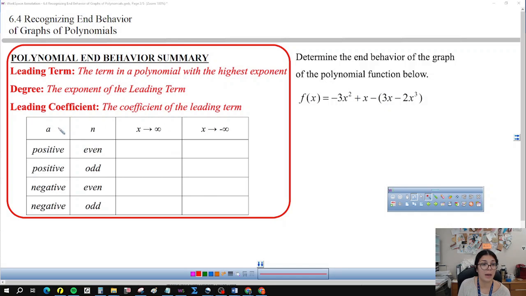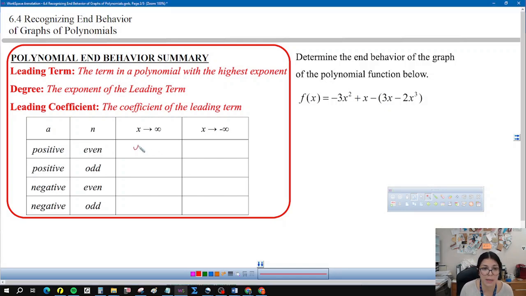I have an even function and it's positive, which means that both ends are facing the same way. As x approaches positive infinity, y approaches positive infinity. As x approaches negative infinity, y approaches, excuse me, positive infinity. Because it is even and positive, both ends face the same direction. If it's positive and odd, then it's different directions, overall going up from left to right. So the right side end is going up, but the left side end is going down.